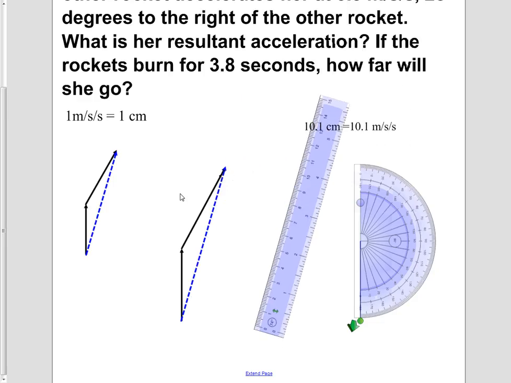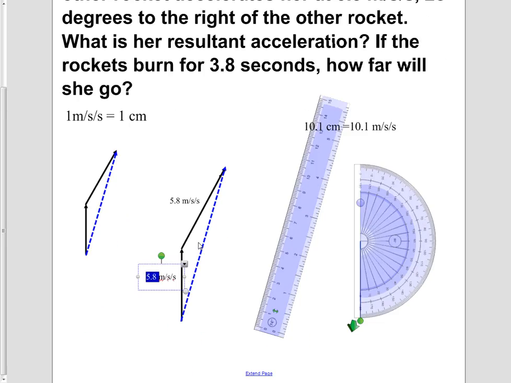Of course, we want to label these vectors whenever we do a diagram. So this would be 5.8 meters per second squared. That vector, put that label next to the vector that's 28 degrees to the right. And we want to label the vector that was straight up.